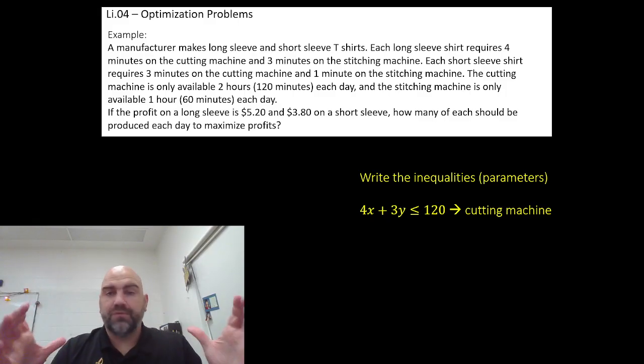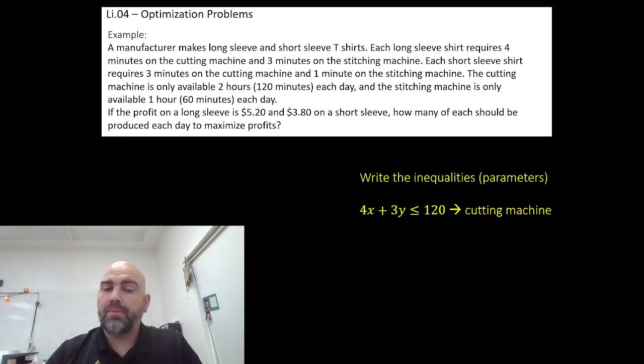We don't have to use it for the whole 120 minutes, but we can use it up to and including that 120 minutes. So there's our parameter on the cutting machine. Now that you have that one, you can probably see what the parameter on the stitching machine is going to be. That one only has 60 minutes of time.